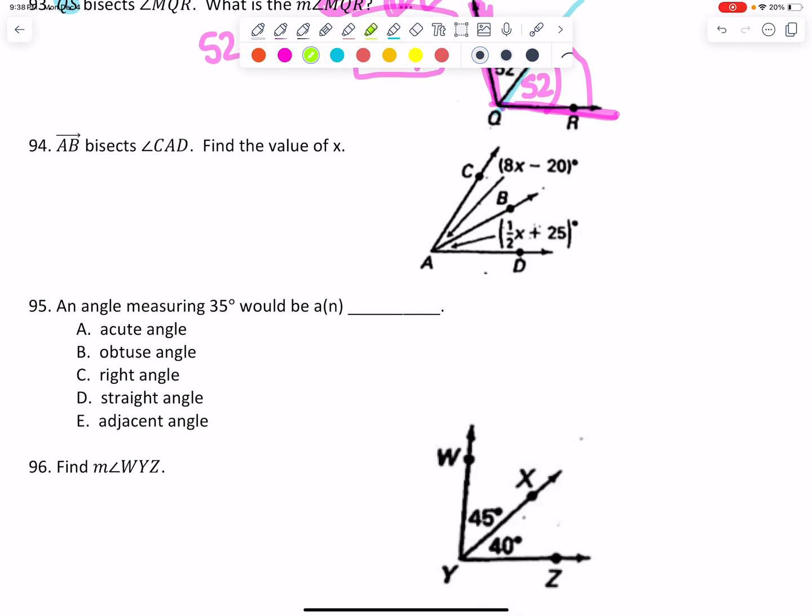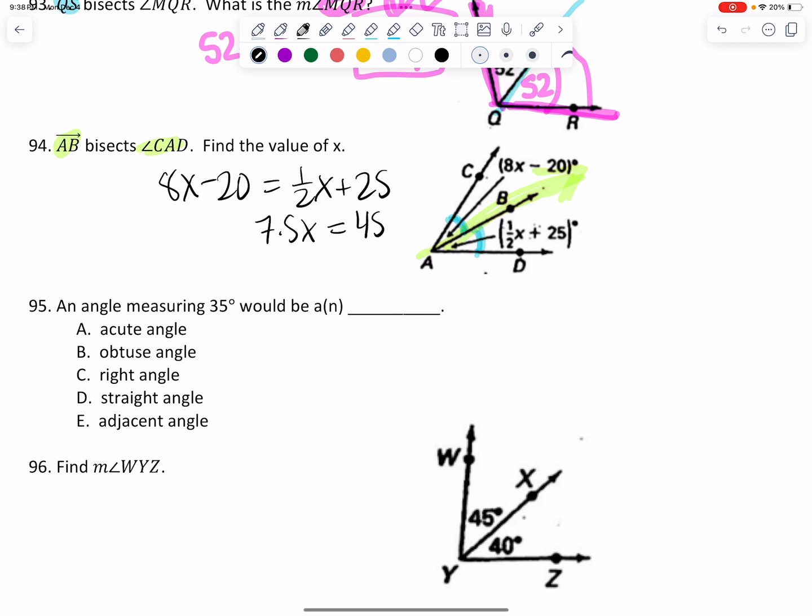Okay. All right. AB bisects CAD. So again, we've got another bisector. Lots of bisector questions going on here. So I know that these two angles are going to be congruent. Since they are congruent, I can set their expressions equal. 8x minus 20, that measure is going to be equal to 1/2 x plus 25. Okay, so we've got some fractions here. If that makes you uncomfortable, worst case scenario, make that 0.5. You get 7.5x equals 45 and x equals 6. It only asks me to find the value of x, which is what I just did. Always plug it in to check it.